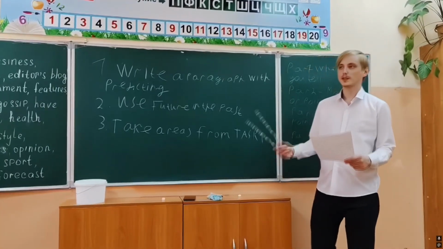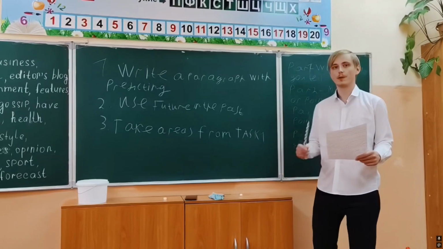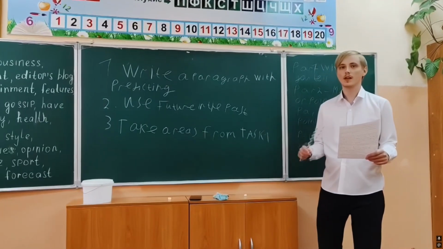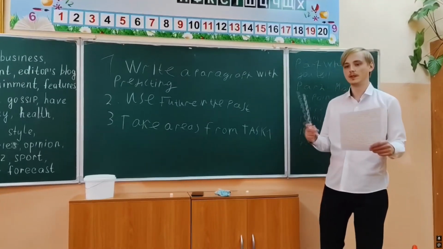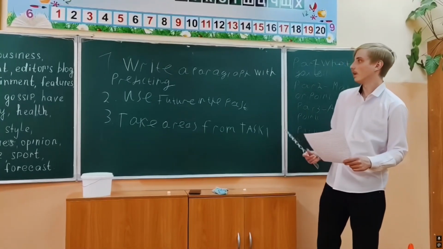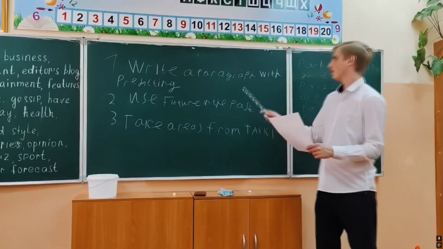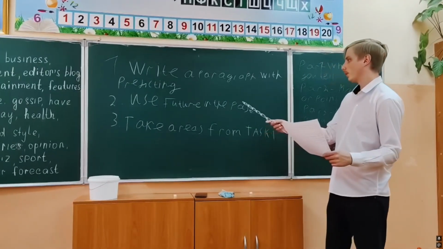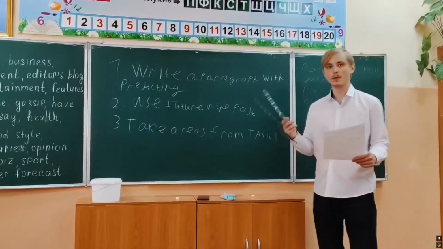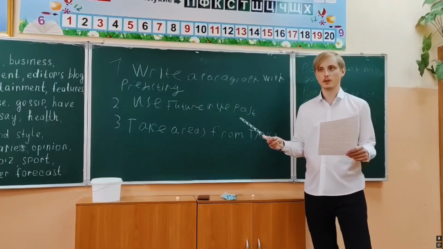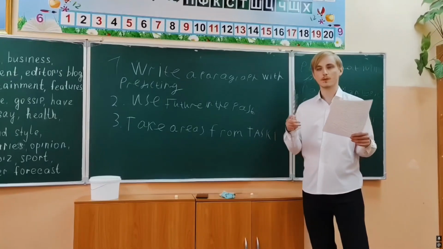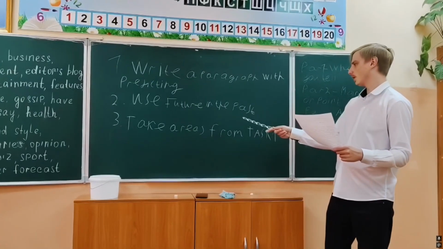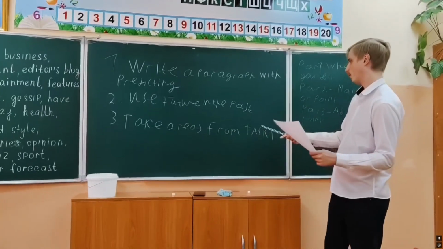So imagine that you're writing a paragraph of your article and you have to predict some future events according to the last news on the internet. So first of all, you have to write a paragraph with a prediction, of course. Then you have to use future in the past from your module. So you have to look at the pages with grammar from your module and use the sentences. And the third one is take areas from task 1.